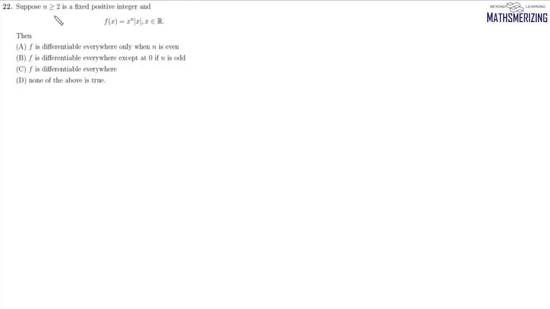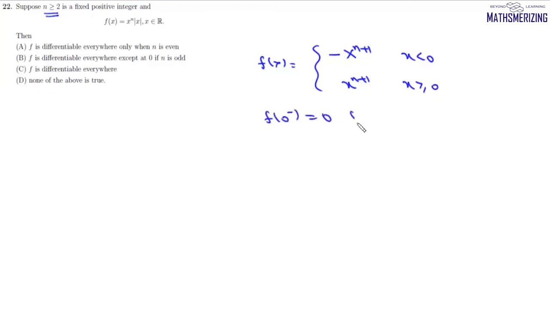Now question number 22 is, for n greater than or equal to 2, f(x) is defined as x to the power n into mod x. We have to find the points where this function f is differentiable. Now we can write this function f(x) as minus x to the power n plus 1 when x is less than 0, and x to the power n plus 1 when x is greater than or equal to 0. Now f(0 negative) will be 0, f(0 positive) is 0, and f(0) is 0. That means this function f is continuous for x belonging to R.